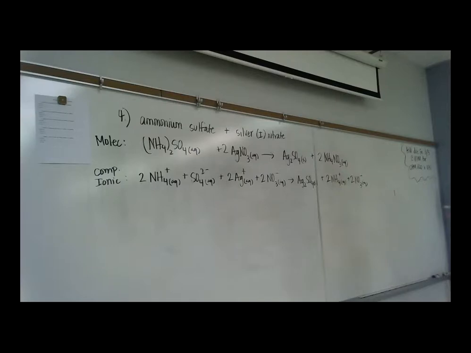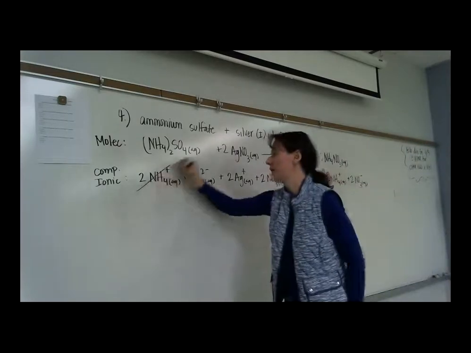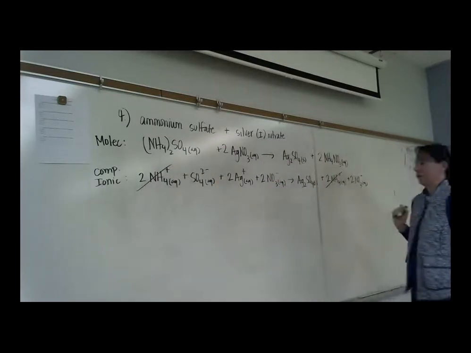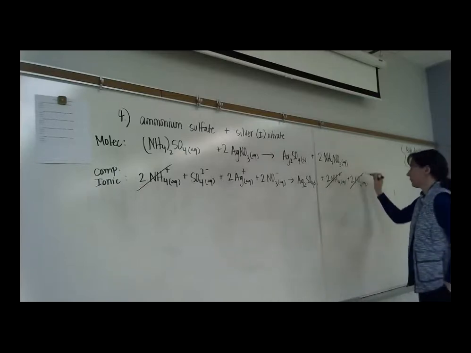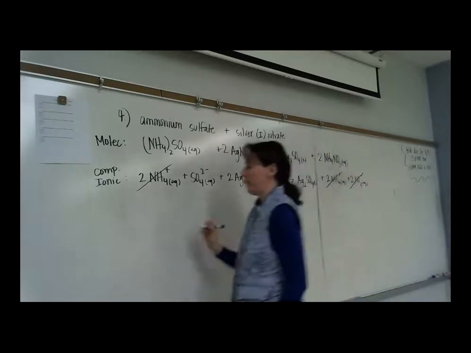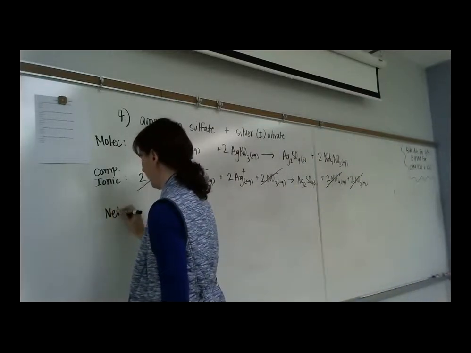In the complete ionic, I have spectators, right? And in the net ionic, I don't have spectators. So which spectators can I remove? Which are the spectators? There are 2. Which ones? Ammonium is one. And what's the other one? Nitrate, right. So what I'm left with is the net ionic.